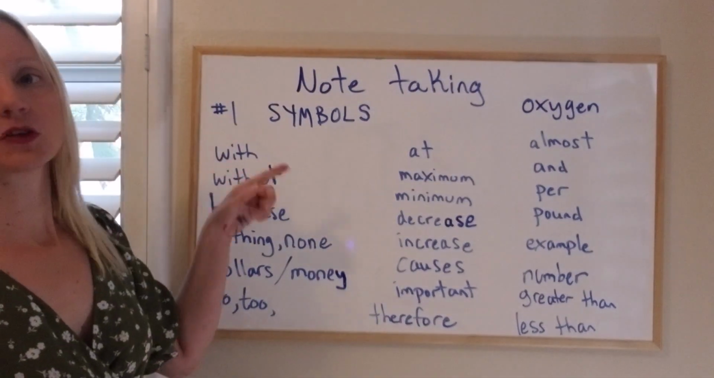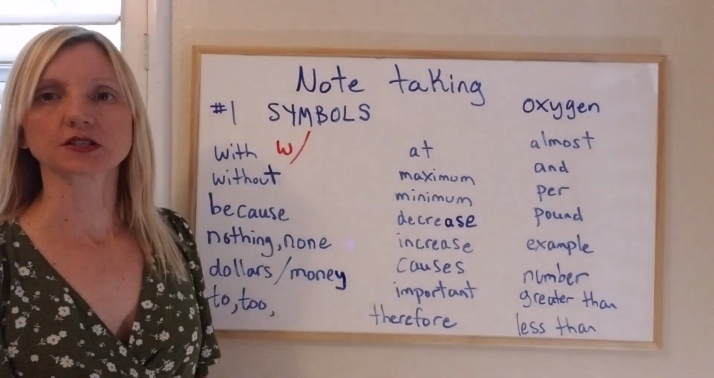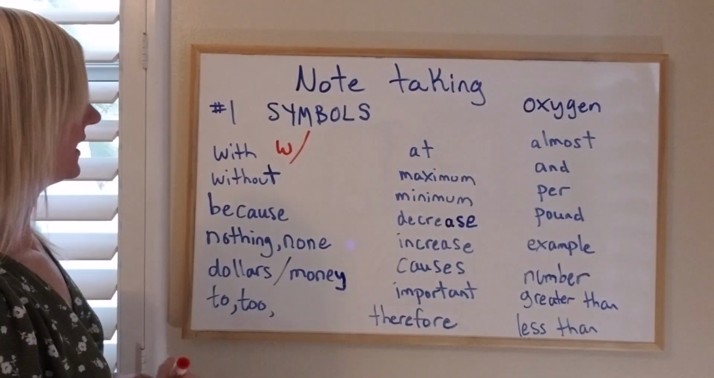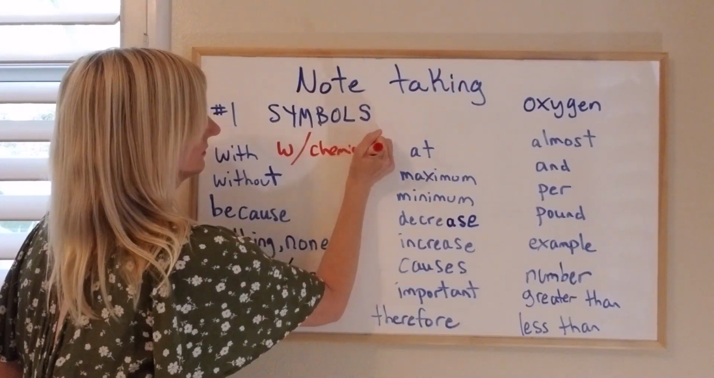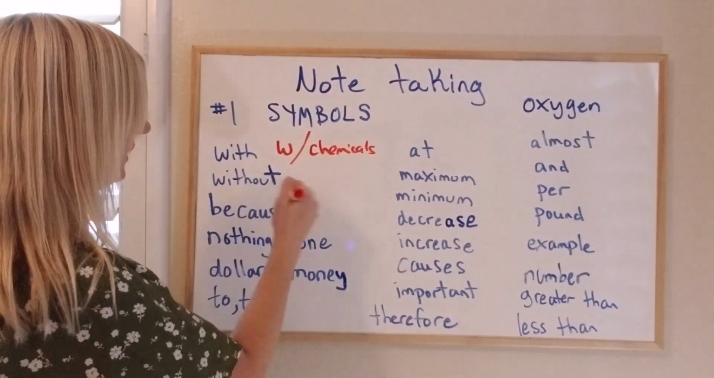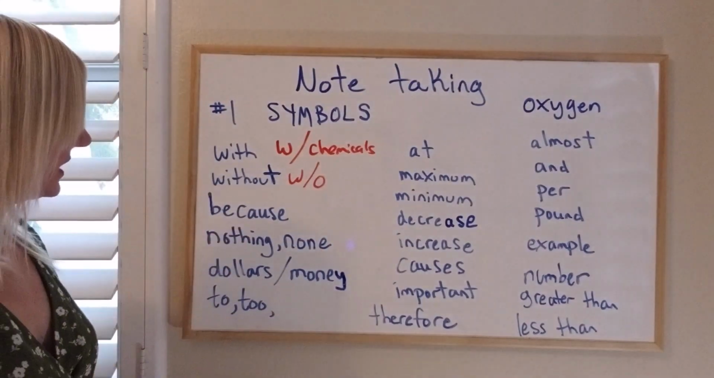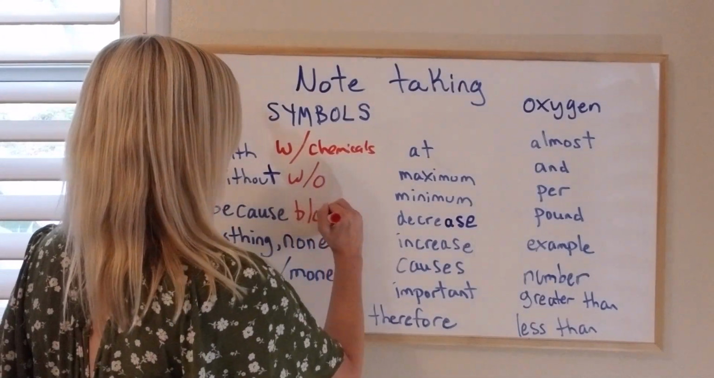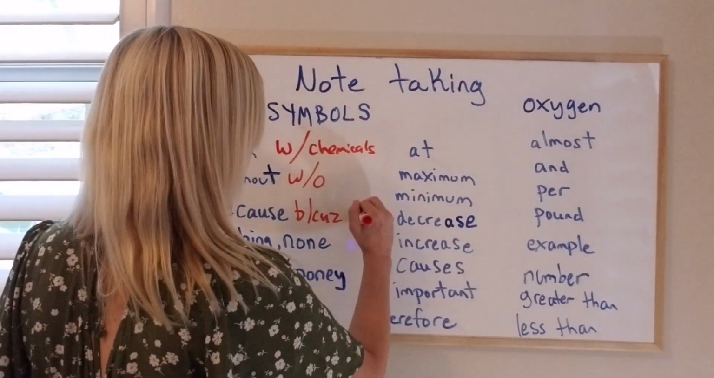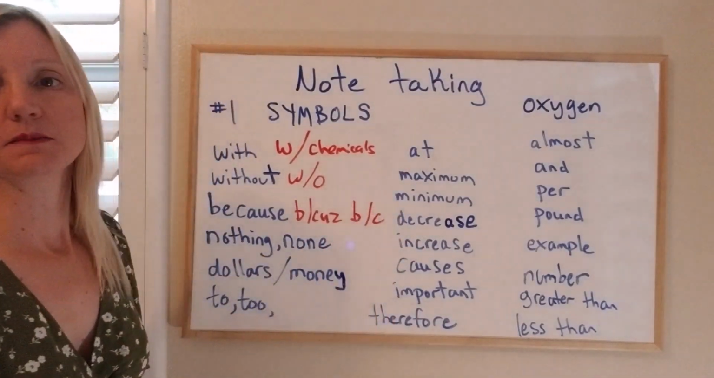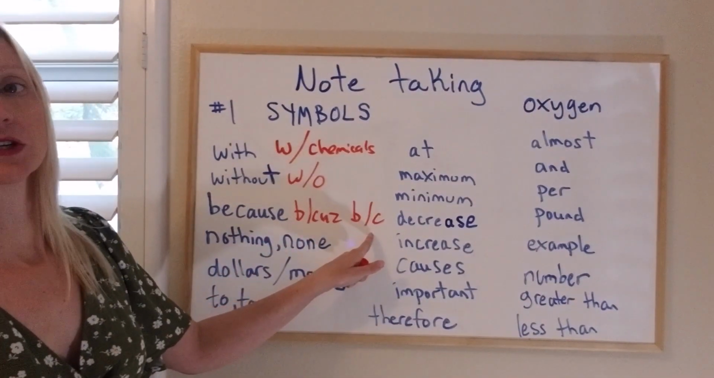So for the word with, I've always been comfortable with just a W and a slash, okay? So let's say it's with chemicals. There we go. And for without, W slash and a small O, okay? Then because, personally, I write B/CUZ. I've been doing that for many, many years, but if you want to make it just a little bit quicker, you can write B/C. This is the one I'm comfortable with. This one is a little bit faster, okay?